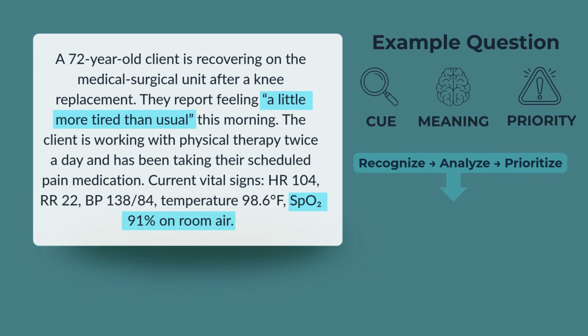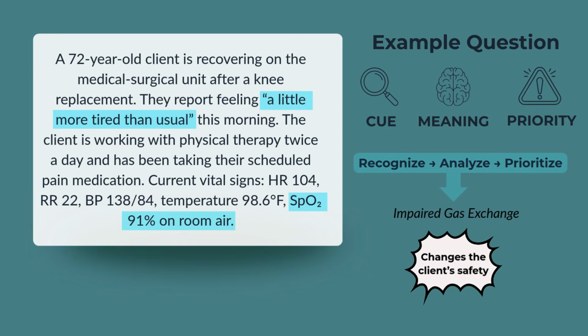From here, we prioritize hypotheses by identifying which issues could cause harm the fastest if they aren't addressed. With a dropping oxygen saturation and new fatigue, the most immediate concern is impaired gas exchange. Pain, age, and activity level are normal factors in this scenario. But impaired oxygenation is the detail that changes the client's safety. Focusing on that priority guides your thinking before you ever look at the answer choices.